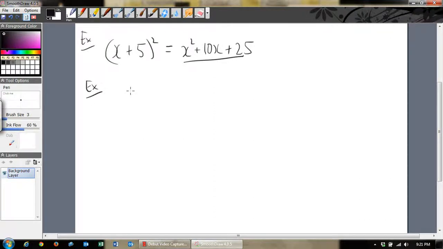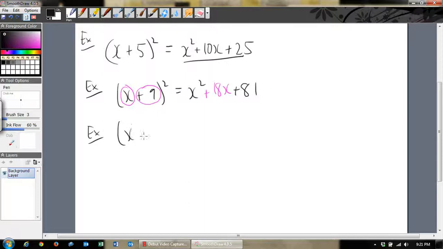I'll just do a bunch of these, hopefully you can follow. x plus 9 squared. I wonder if you can figure it out. You do the first term squared, x squared, you do the last term squared, plus 81. In between, you look at the two terms. Here we've got x, here we've got positive 9. What's x times positive 9? You get positive 9x. Positive 9x times 2 is positive 18x. And that's your answer.